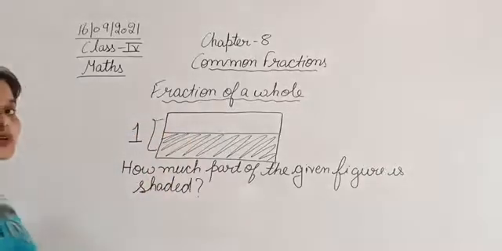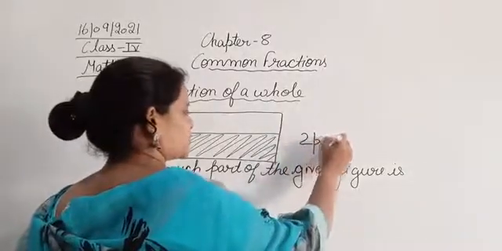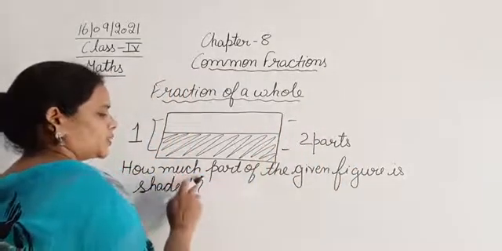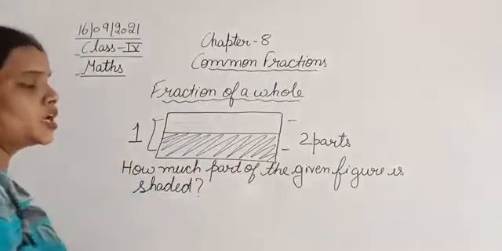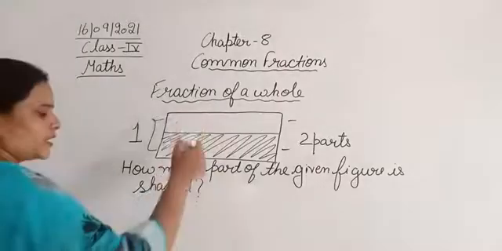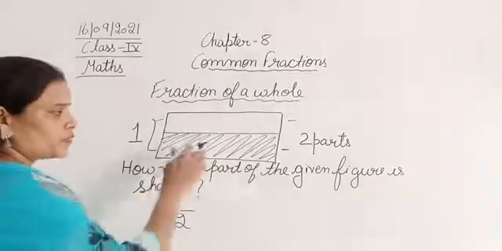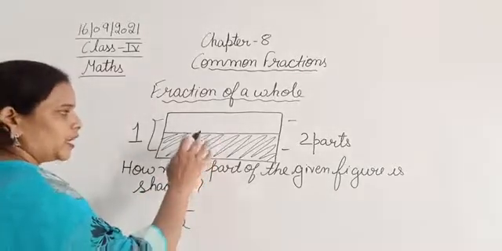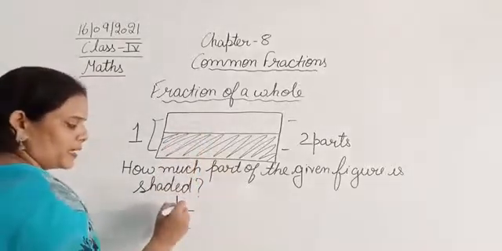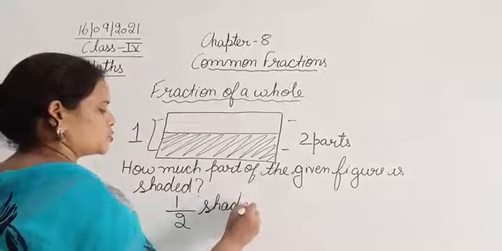I have divided it into 2 parts. So it is divided into 2 parts. Now this is the one, this is the second. Now the question is how much part of the given figure is shaded. So हमारे पास जो figure दिया है, तो इसका कितना part है that is shaded. You can see this is completely divided into 2 parts. And how much part is shaded? 1 part. 2 parts में से 1 part shaded है. So out of 2, 1 part is shaded. Out of 2, 1 part is shaded. So that we call 1 upon 2.